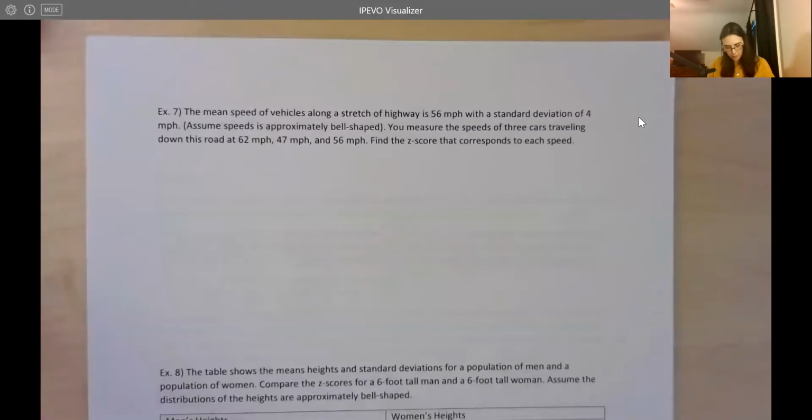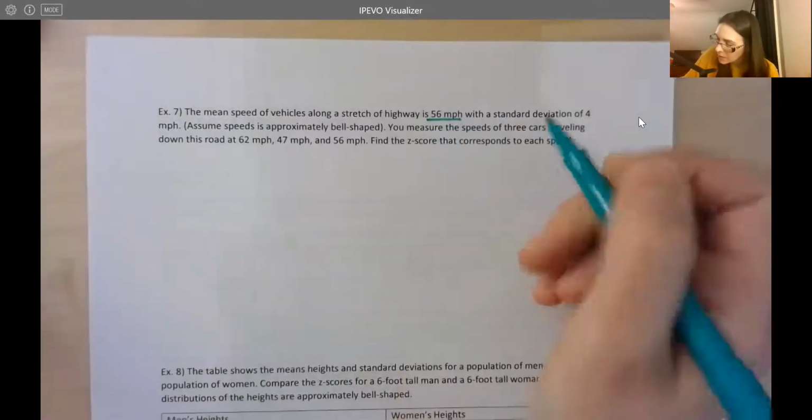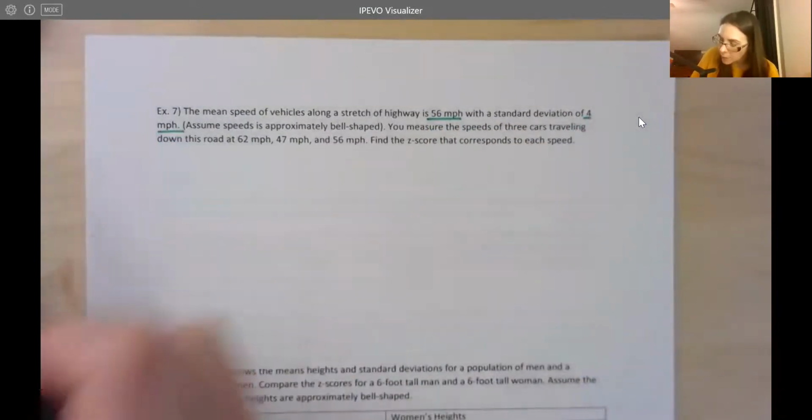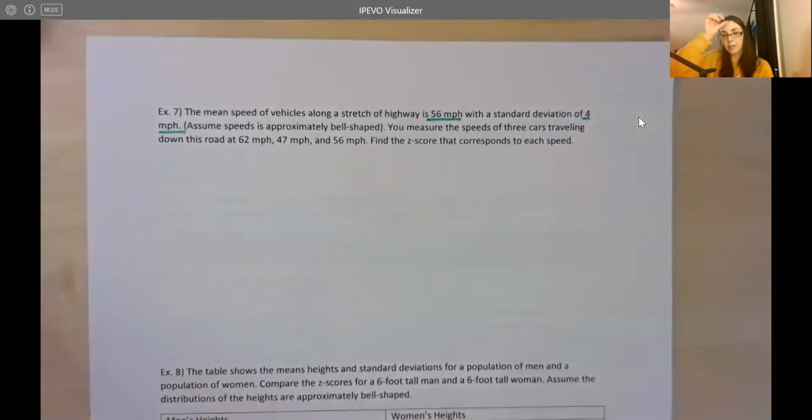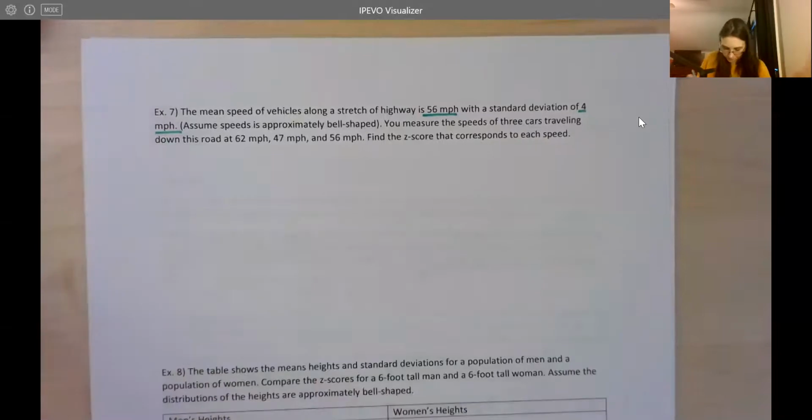So the mean speed of vehicles along a stretch of highway is 56 miles per hour, and the standard deviation is 4 miles per hour. We are going to assume that speeds are approximately bell-shaped. So when we do Z-scores, we're using that bell or that normal curve. So we're going to have to assume that our distribution is normal right now. We measure the speeds of 3 cars traveling down this road. One went 62 miles per hour, one went 47 miles per hour, and one went 56 miles per hour. And you want to find the Z-score that corresponds to each speed.